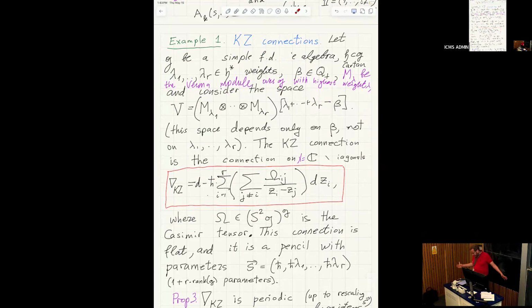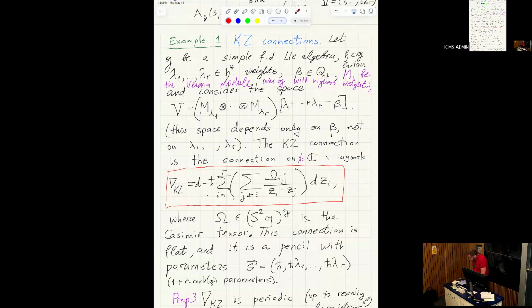So here we are thrown into the realm of representation theory. So we have a simple finite dimensional Lie algebra, a Cartan subalgebra, and we have weights lambda 1 through lambda r. And then we have some fixed element of the root lattice, which is positive. I call it beta. And M lambda here, I denote by M lambda the Verma module over the Lie algebra with highest weight lambda.